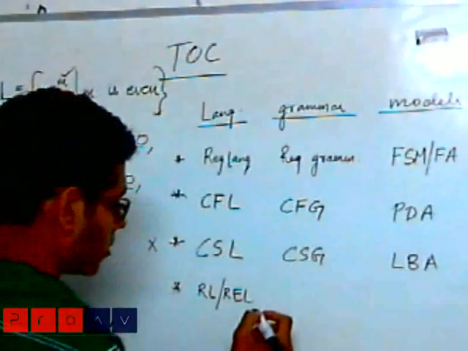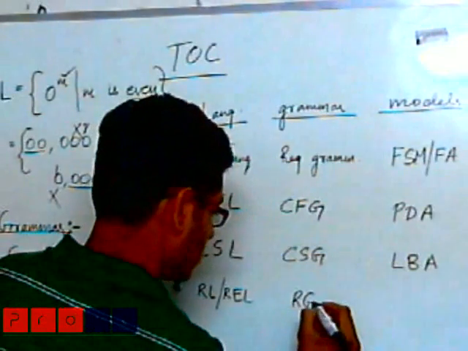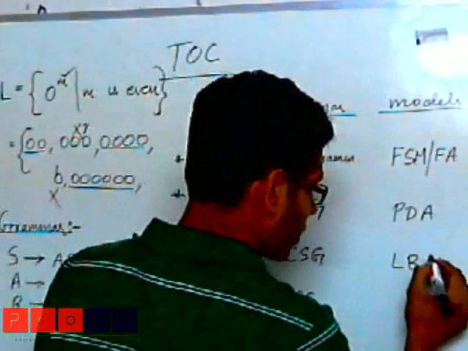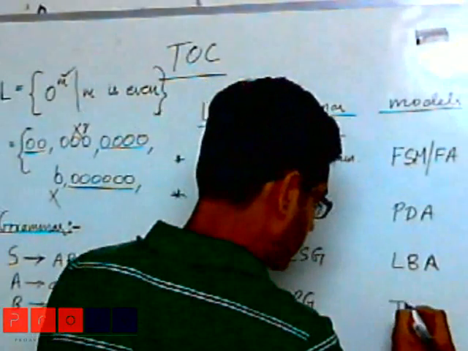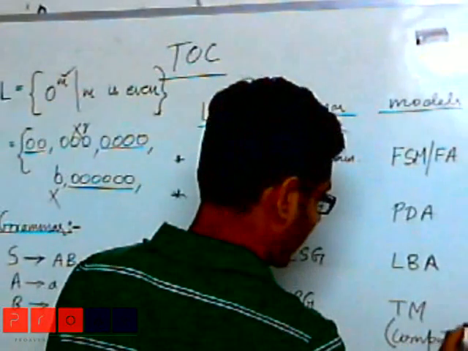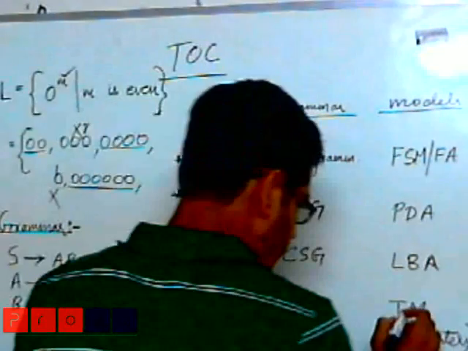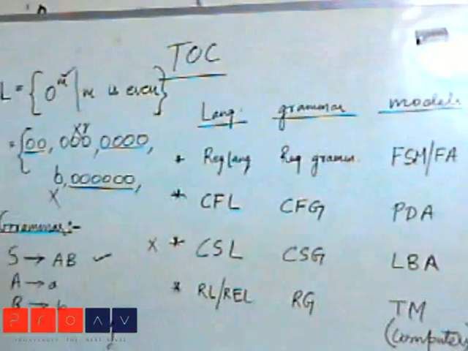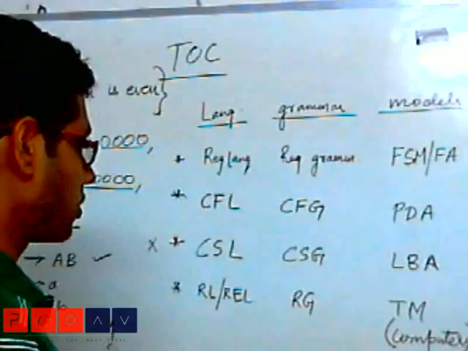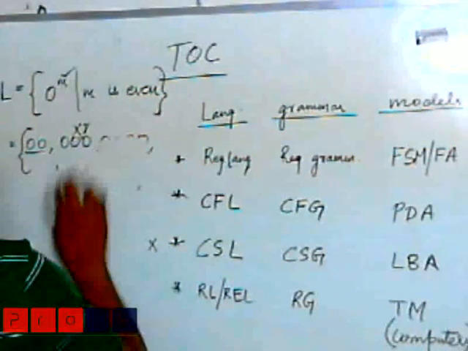Fourth one will be called recursive language or recursively enumerable language. The grammar corresponding to this will be called recursive grammar, and the model which is going to accept is called a Turing machine. This is our present-day computer, because it is going to accept all types of inputs and give us some output, not only accepting and non-accepting, but accepting, non-accepting and also looping. So you have to check it from there. These are called Turing machines. Practically they don't exist, but we are studying them because nowadays computers are called Turing machines. So these are the basics.